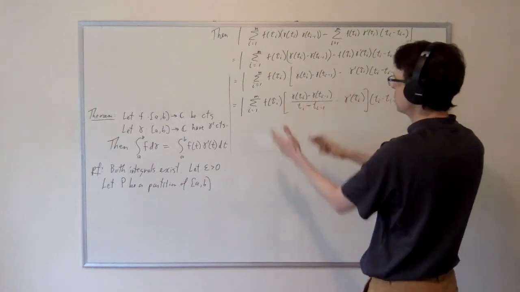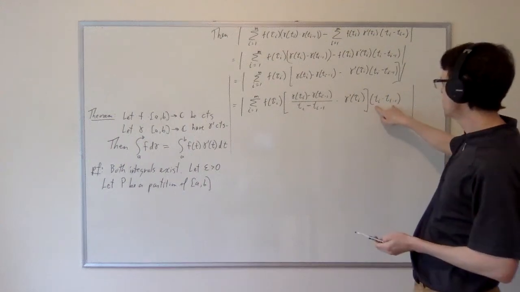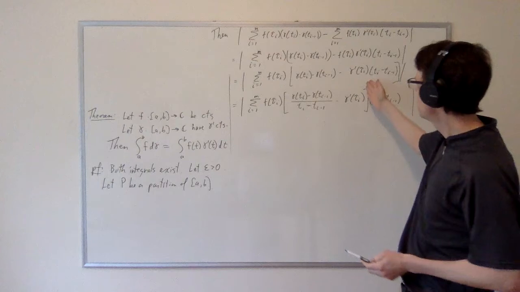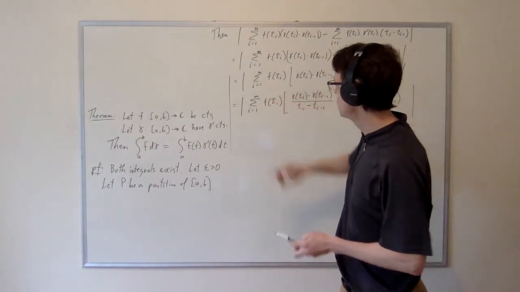I'm going to take the modulus of each, and I'm going to drop the modulus around this. This is necessarily a positive real number, so I'm not going to write modulus here. But I need modulus of that, and I need modulus of this here.